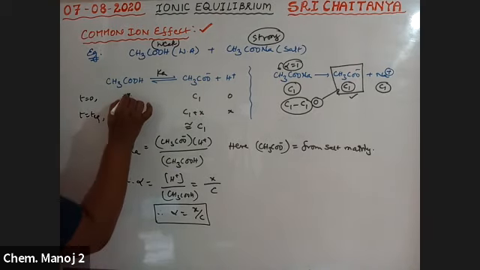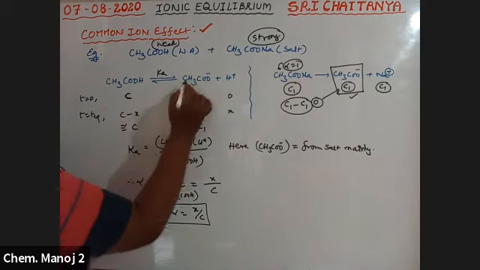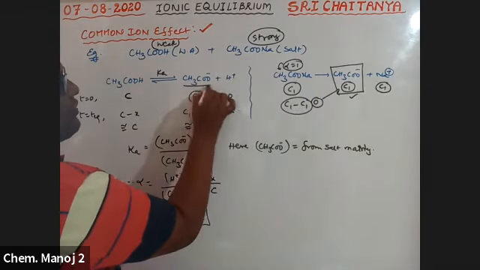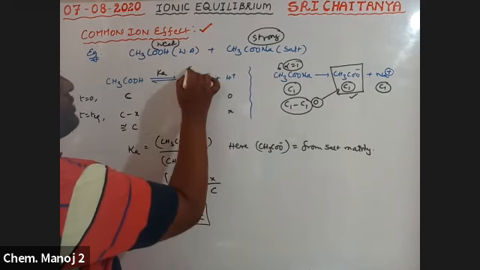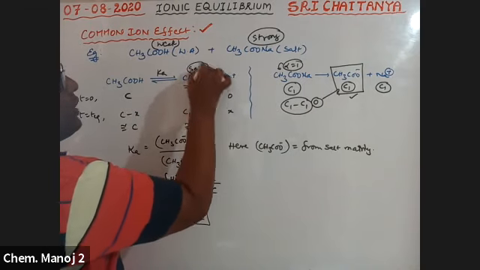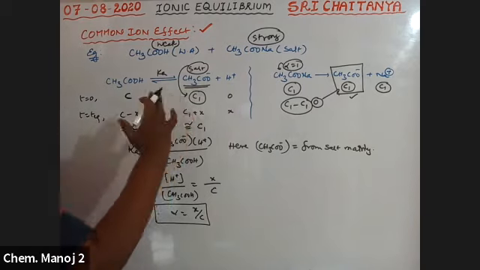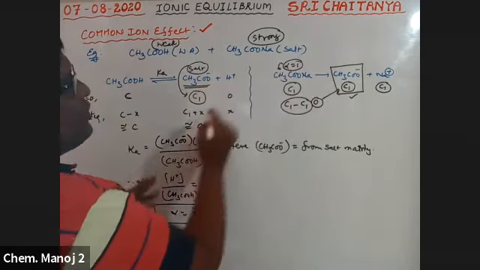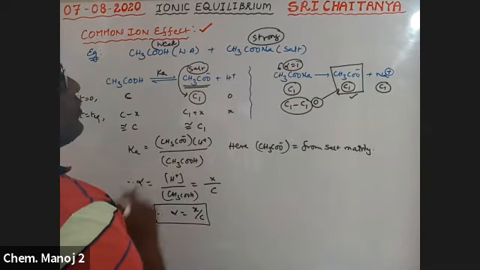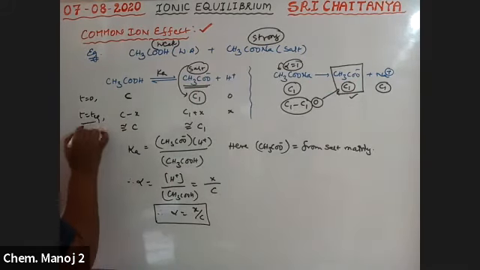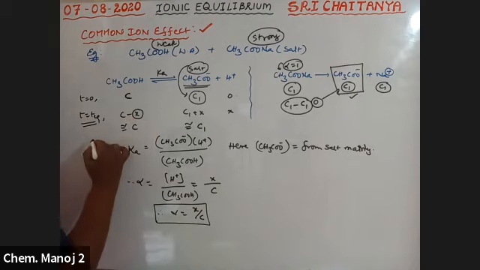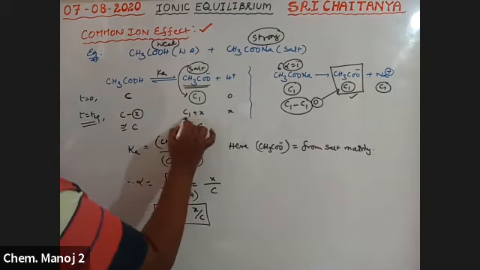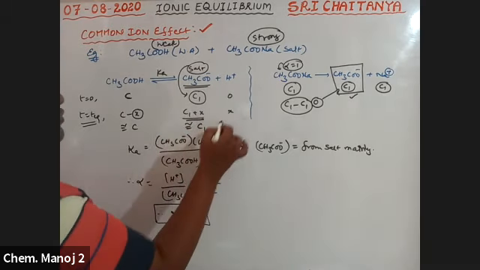Now let its concentration be C at the beginning. So in the mixture, the salt is already completely ionized, which is why C1 is the initial concentration of CH3COO- from the salt. The H+ ion concentration is 0. Now apply the condition: at equilibrium, X is dissociated. Therefore, C minus X, and since X is formed, C1 plus X, and X.